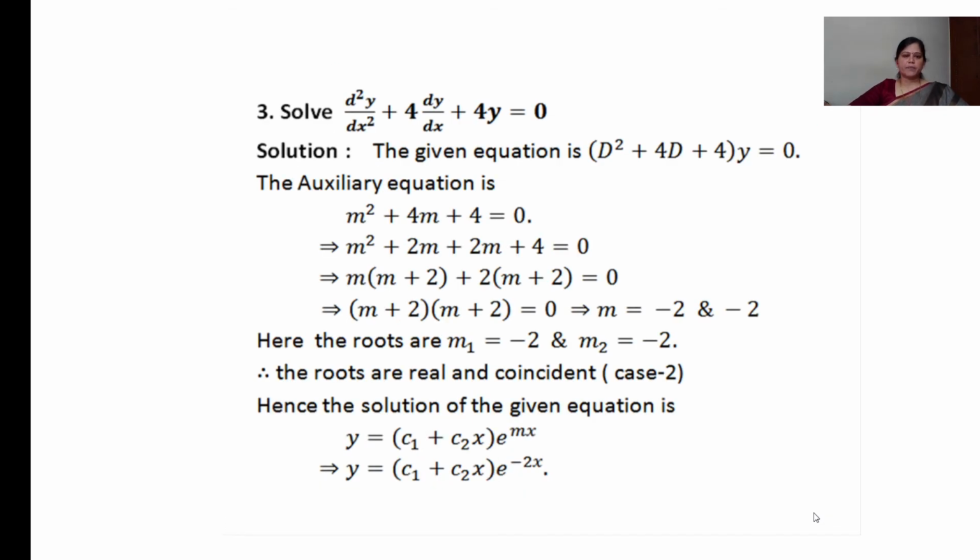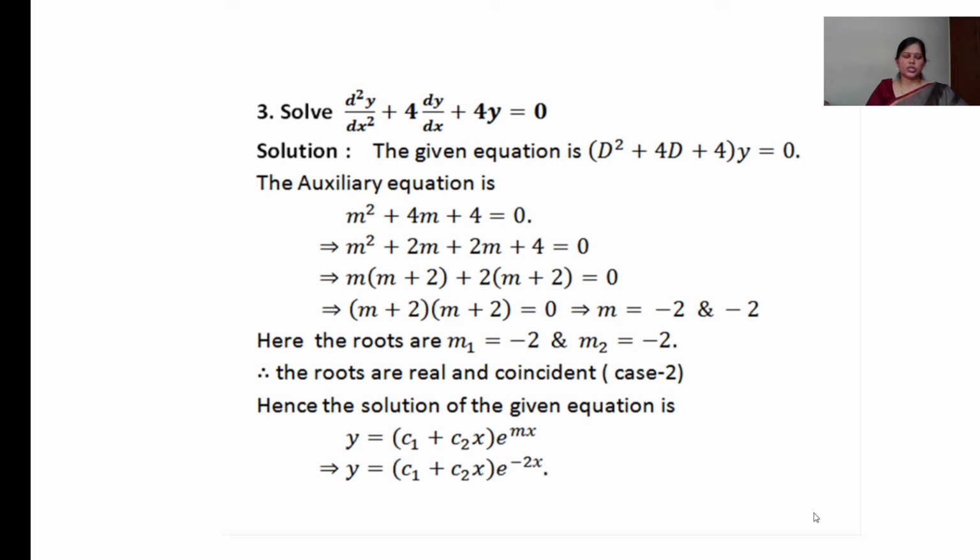So the next example is solve d square y by dx square plus 4 into dy by dx plus 4y is equal to 0. So using the operator capital D, we are rearranging the equation. The equation becomes D square plus 4D plus 4 into y is equal to 0. So we got f of D into y is equal to 0 form. So from the f of D we are finding the auxiliary equation.